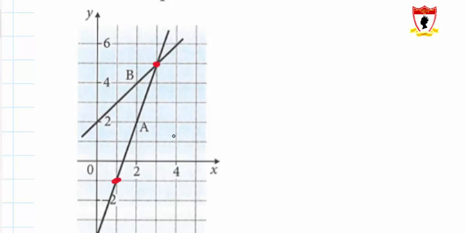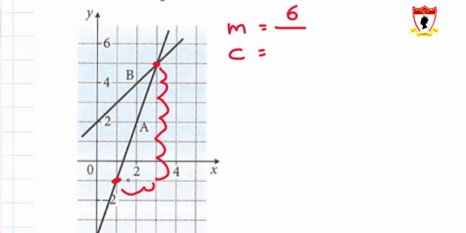Now count the vertical steps. We are about to find the gradient. Then we will find C. Okay, the gradient: number of vertical steps, 1, 2, 3, 4, 5, 6. It is 6 over 1, 2. 6 over 2 is equal to 3. And this line from left to right is going up, so the gradient is positive.